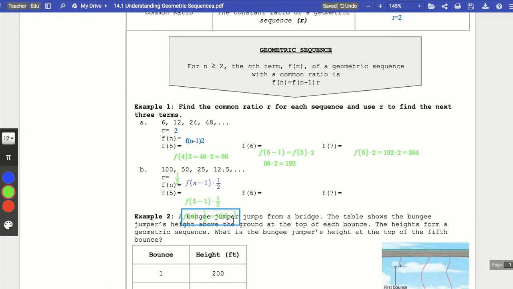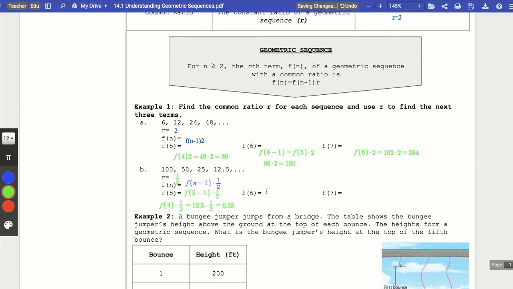times 1/2, which is equal to, I'm going to move this so you can actually see what I'm doing. All right, and then 12.5 times 1/2 is 6.25.